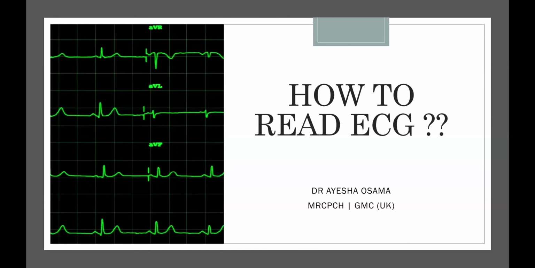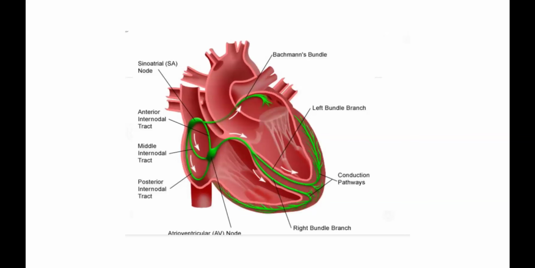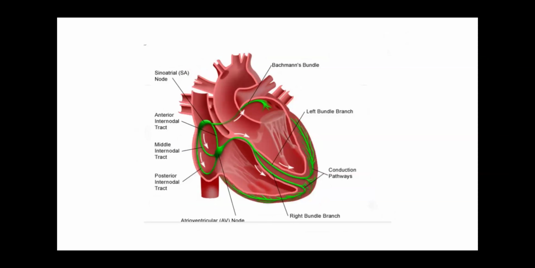Okay, so let's start with this. First of all, what is ECG? ECG stands for electrocardiography. It is related to electricity, to the current and everything. In our heart, the electricity, the current, is generated from the SA node. This SA node is located in the right atrium, and from the SA node, the current goes to the right atrium, and then it goes into the left atrium.